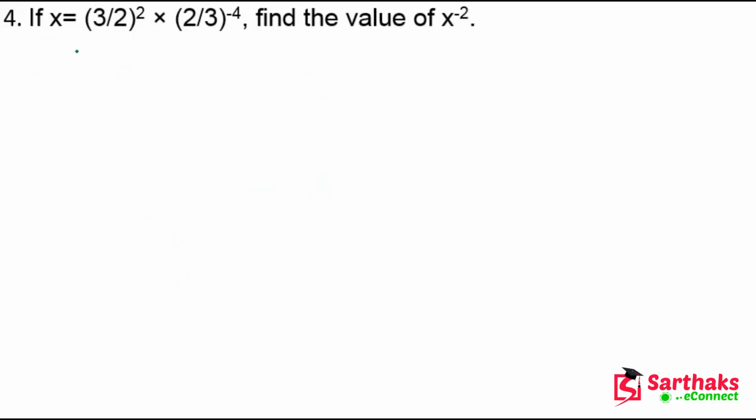Yes, now next question is: if x is equal to 3 upon 2 whole square into 2 upon 3 raised to power minus 4, now find the value of x raised to power minus 2. Yes, x raised to power minus 2. So first of all we have to simplify this. So this will become x is equal to 3 upon 2 raised to power 2 into. Got it? Now the power is negative, so we can write it as 3 upon 2 raised to power 4. The power will become positive.